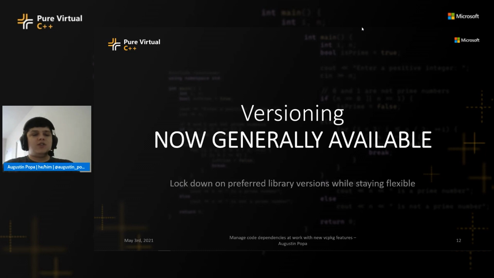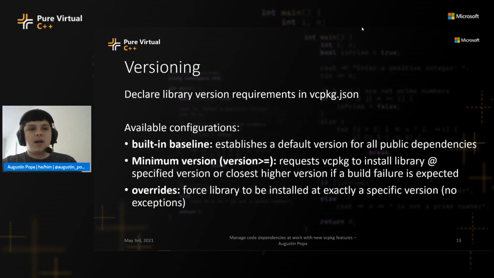What this lets you do is to lock down on your preferred library versions. So remember when I said that the vcpkg catalog exists as one version set, and the downside is you can't really pick and choose your own versions? Well, actually, I lied. You can. You can use the versioning feature to do that. So by default, if you do nothing, you will still just get whatever version is in that version set, but you absolutely can declare your own versions.